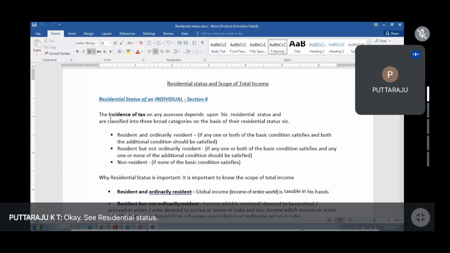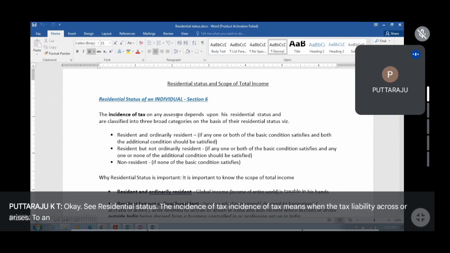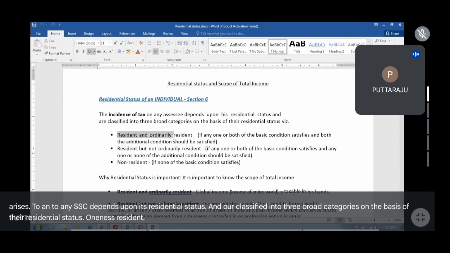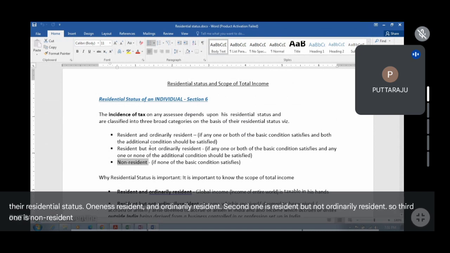residential status. The incidence of tax. Incidence of tax means when the tax liability accrues or arises to any assessee depends upon its residential status, and assessees are classified into three broad categories on that basis. One is resident and ordinarily resident. Second is resident but not ordinarily resident. Third is non-resident. These three will be applicable only to individual and HUF.